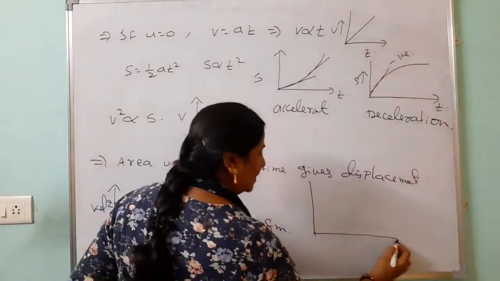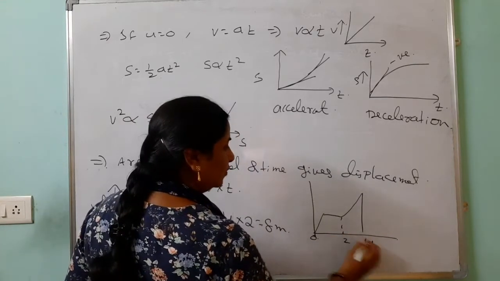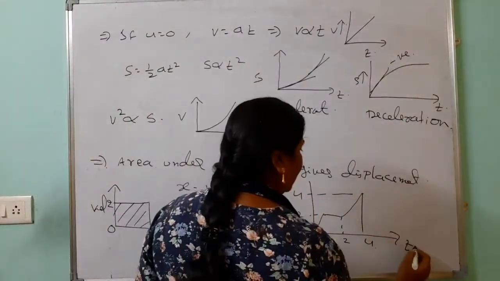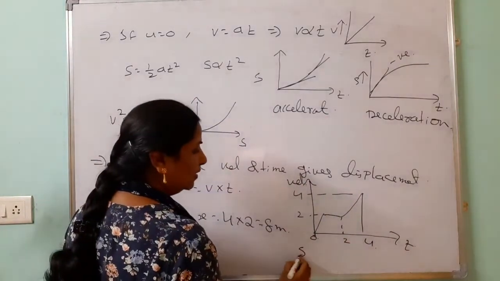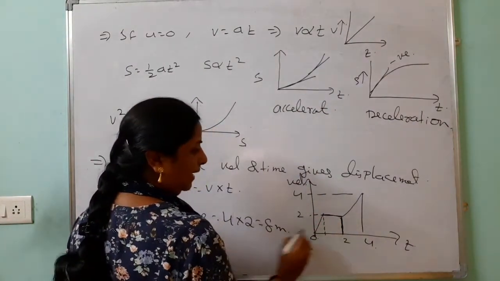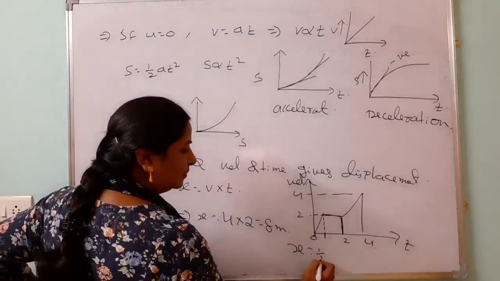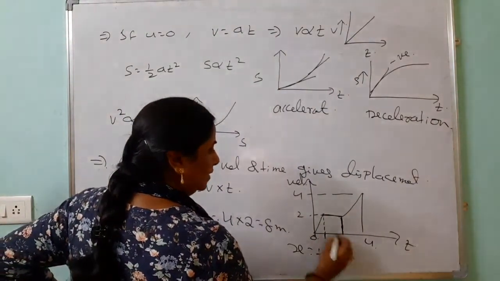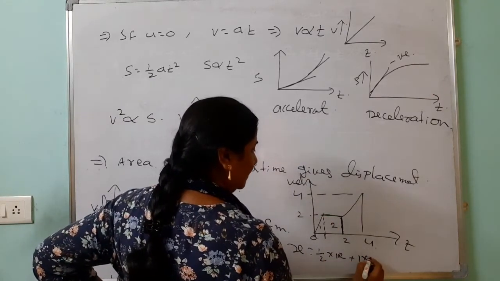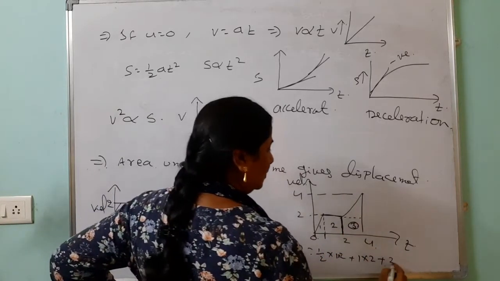Like that, a triangle is there. Here 0, 2, 4. Here 2, 4. How many geometrical shapes are there? This is the time and this is the velocity. Here how to find out the displacement? Area of this one, see, this is the triangle. First one is half into base into height. Base is 1, height is 2. Second part is 2 minus 1, 1 into 2, length into breadth. Then third part, 4 minus 2, 2 into 2.